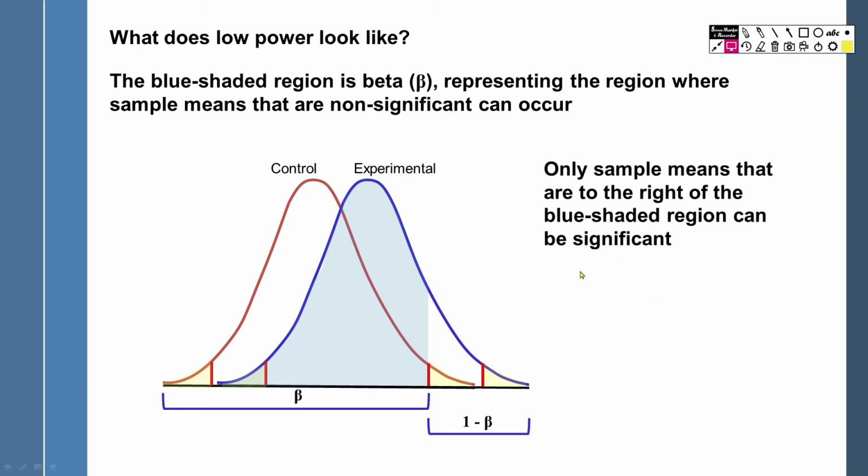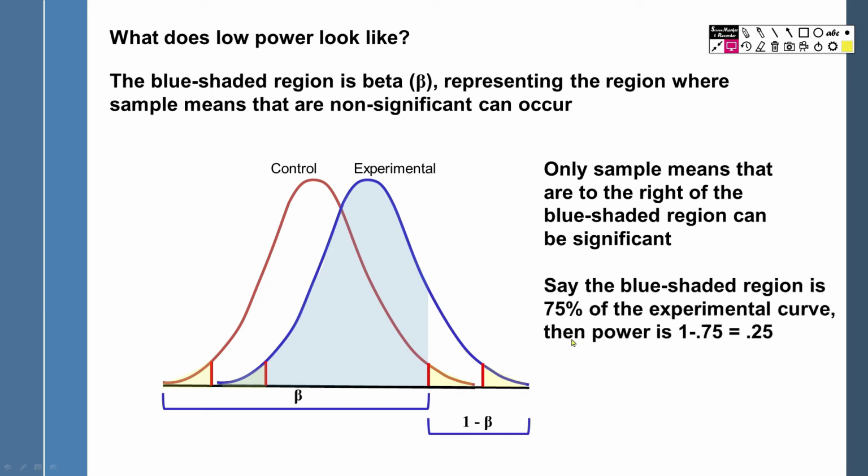Only sample means that are to the right of the blue shaded region will be significant. Now I'm just estimating this based on appearance, but let's say that the blue shaded region is 75% of the experimental curve, then my power is 0.25 or 25%.